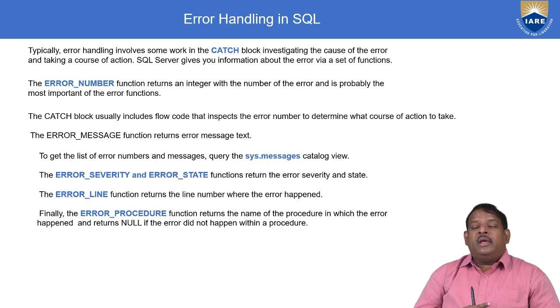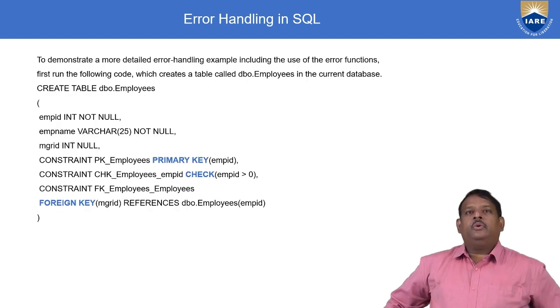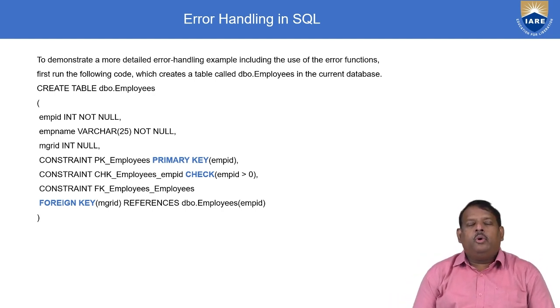If you encounter an error at the sixth line, then you use the function called ERROR_LINE, which will tell you at which part of the code you got the error. Similarly, we have ERROR_PROCEDURE, which will tell you the name of the procedure in which you got the error. And if you don't get an error, you will get NULL.